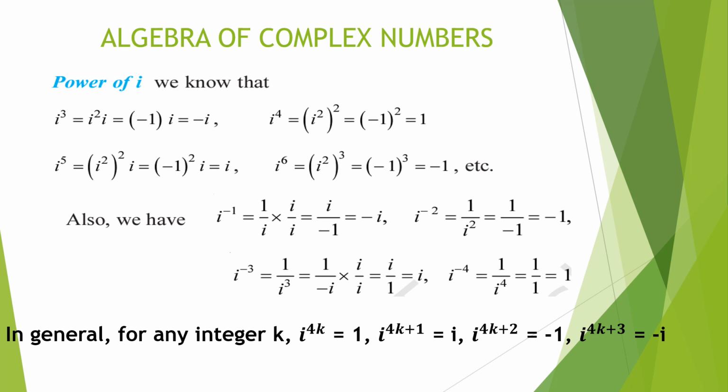Just remember this rule. It will be very easy to solve the examples. For any integer k, i raised to 4k is always 1. The integer can be positive or negative. That means, for example, i raised to 4 or i raised to minus 4 will always be 1. i raised to 4k plus 1 will be i, i raised to 4k plus 2 will be minus 1, and i raised to 4k plus 3 will be minus i. So by this rule, it will be easy to solve the examples.